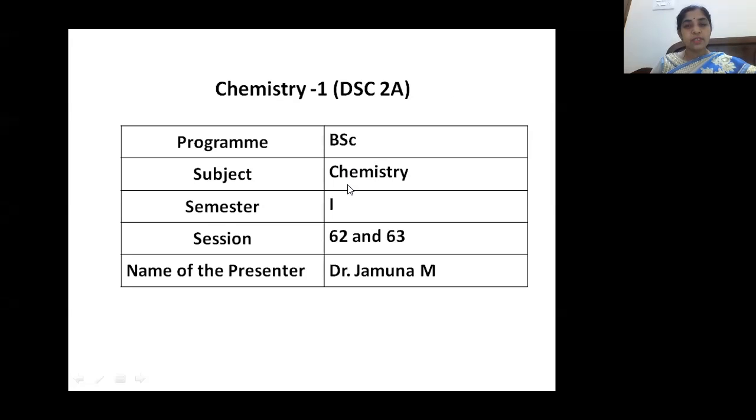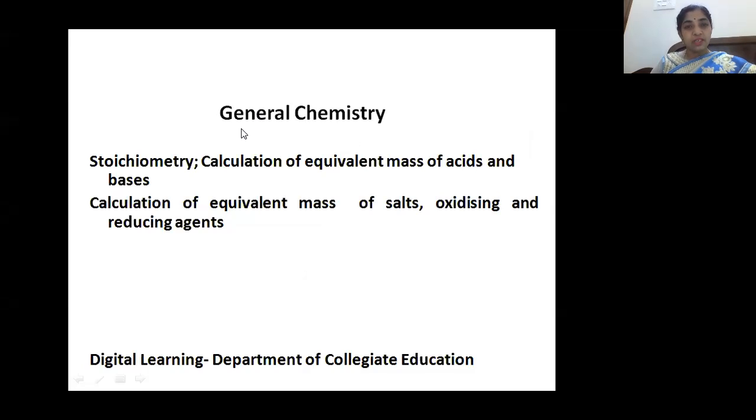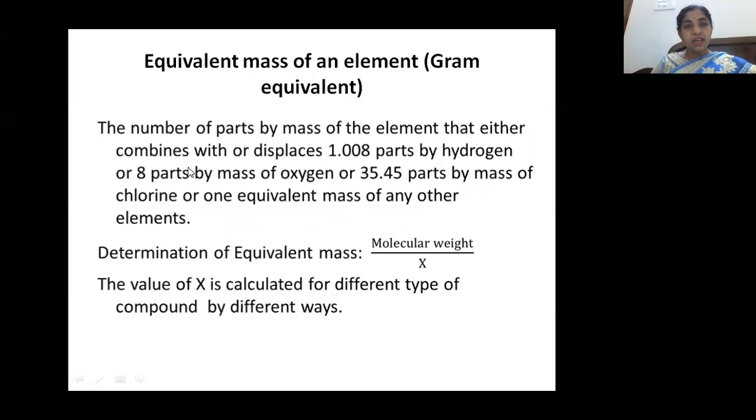Hello students. In this session for B.Sc Chemistry first semester, sessions 62 and 63 with the paper General Chemistry and the topic stoichiometry, under that, calculation of equivalent mass of acids and bases and also equivalent mass of salts, oxidizing and reducing agents. Let us know the definition of what is equivalent mass of an element.